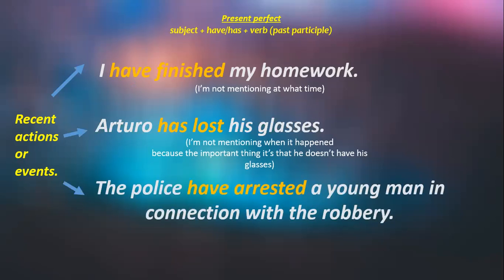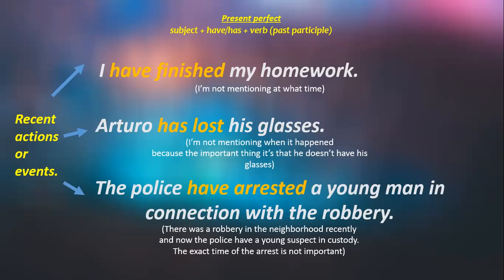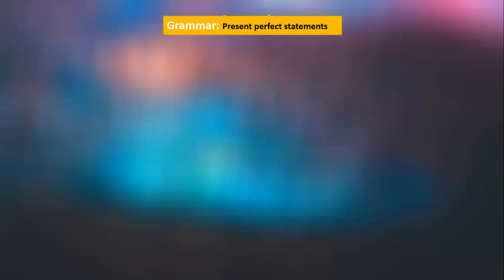The police have arrested a young man in connection with the robbery. There was a robbery in the neighborhood recently, and now the police have a young suspect in custody. The exact time of the arrest is not important. So we use the present perfect for events at an indefinite time before now.